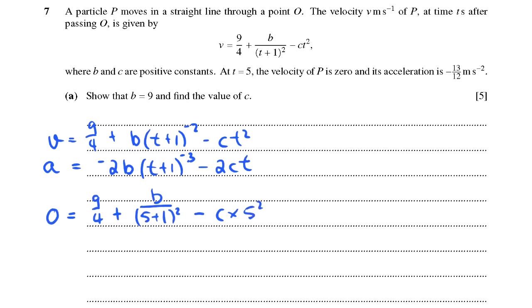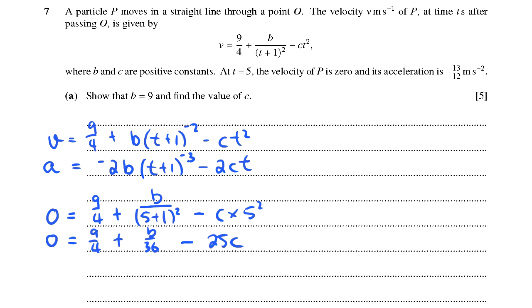All right, hopefully we can simplify this. 5 plus 1 squared is 36. So we have b on 36. We have 9 on 4, still equals 0. And over here we have minus 25c. 5 5s are 25.